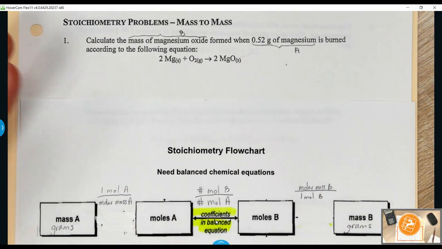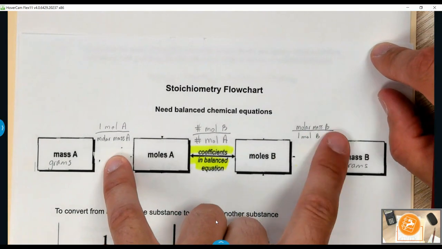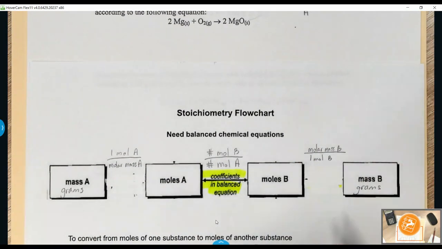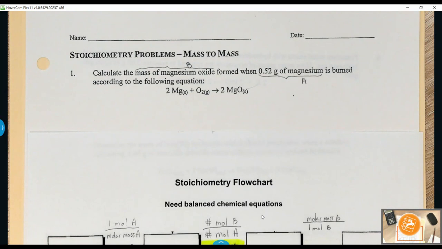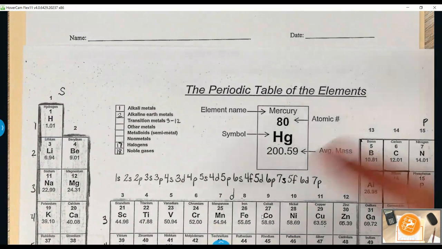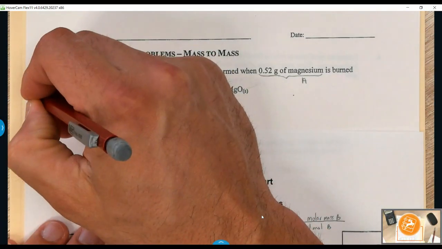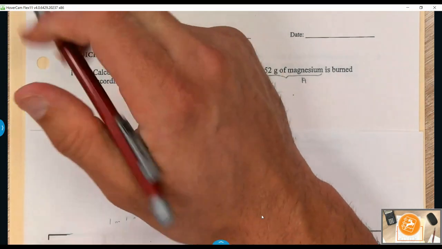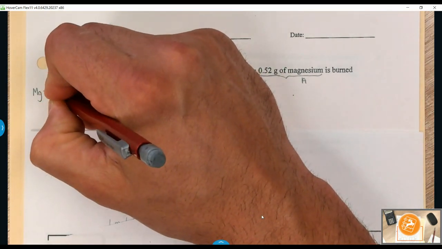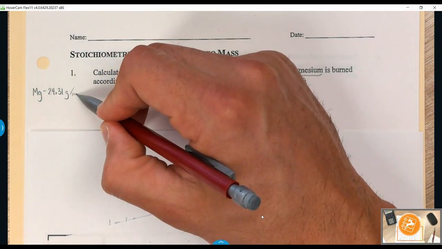There are 2 other things that I would do before I even start the problem. If I know I'm going from grams to grams, I need the molar mass of both of those substances. That's where your little periodic table comes in handy. Substance A is just magnesium, so that's super quick and easy. Magnesium is 24.31 grams. I like to do it off to the left side: Mg, 24.31, that's grams per 1 mole.